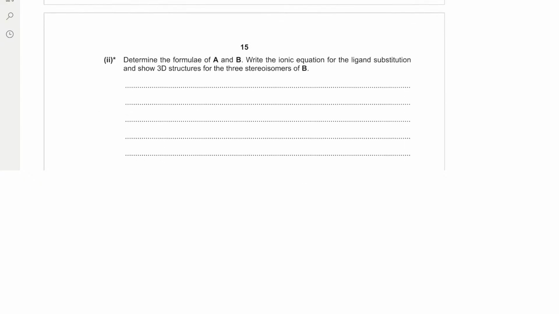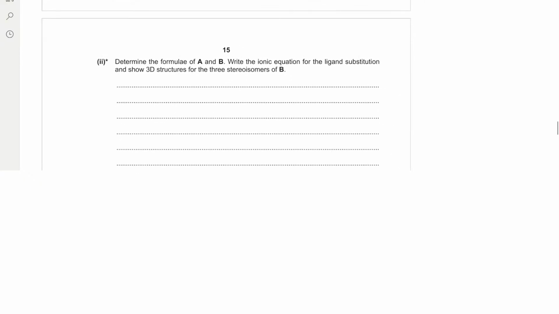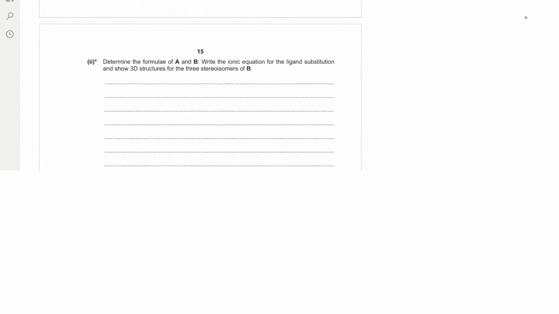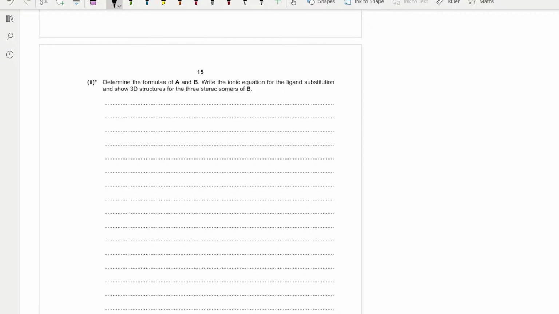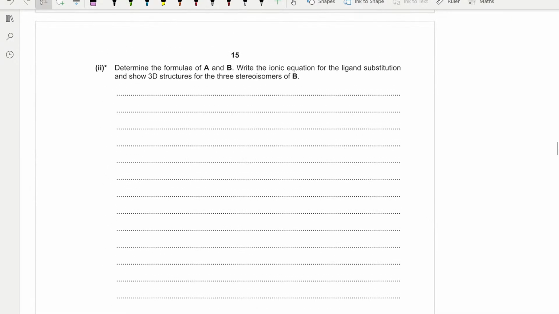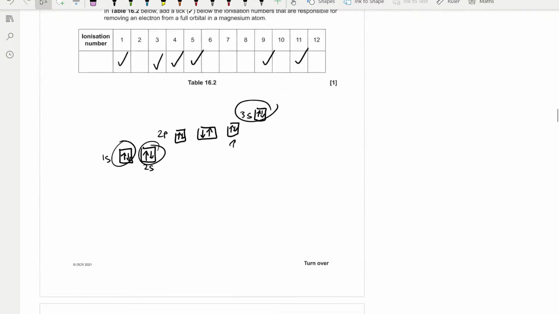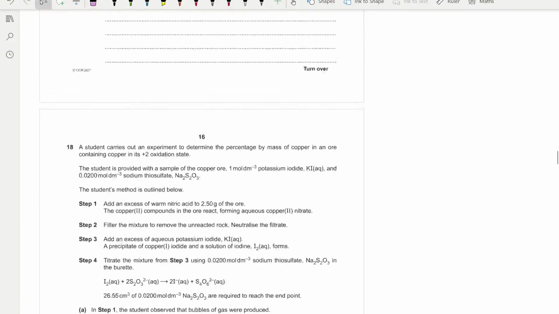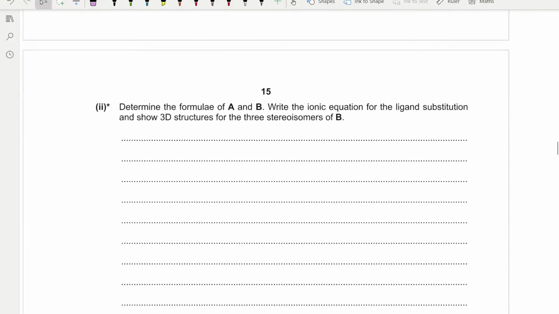So, we'll answer this question and then I'll go through it. So, break down the question. Determine the formula of A and B. Write the ionic equation for the ligand substitution and show 3D structures for the 3 stereoisomers of B.